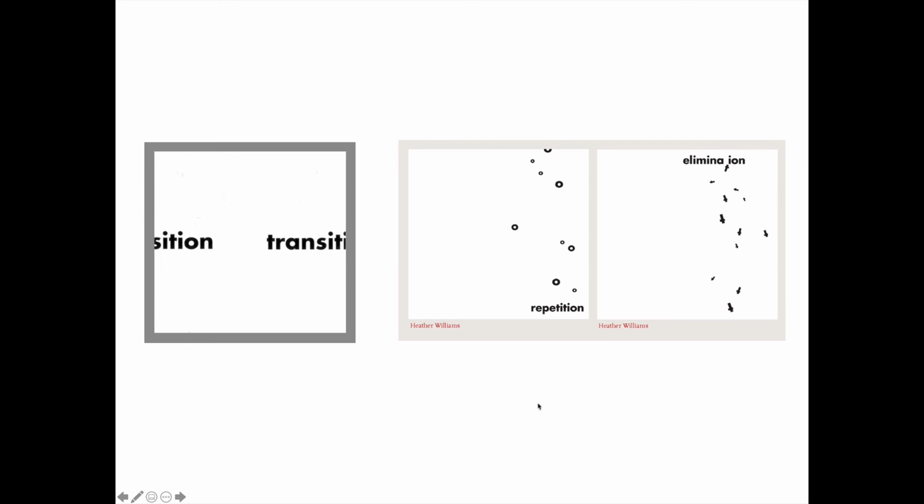If we look at these other 2 student examples, we can see that the student simply typed out the word repetition, and they took the O formats and made or repeated different versions of the letter O. Likewise, on the right here, we see that the student took the word elimination, took out the T, and scattered the T's among the composition.